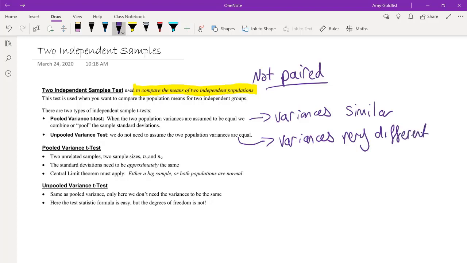Let's start with the pooled variance t-test. We need two unrelated samples, and their standard deviations and variances are approximately the same. Every time we do a hypothesis test, the central limit theorem must apply. We have a big sample, or both populations are normal. Otherwise, we're going to have to use other methods. So I'm going to write that down. This won't work.